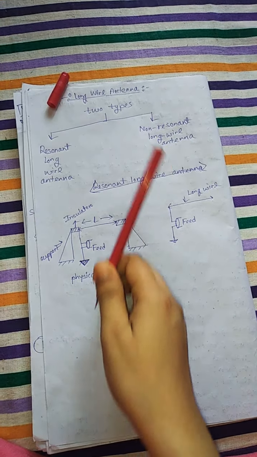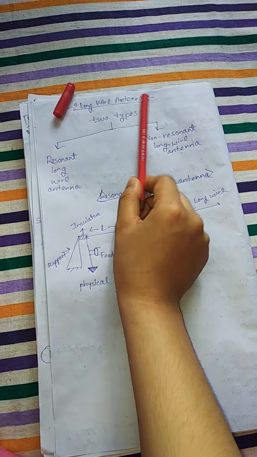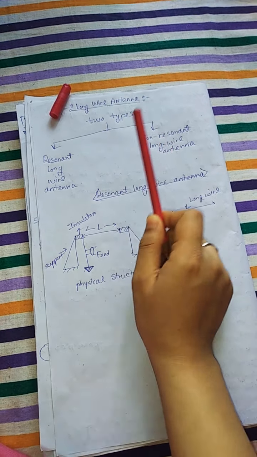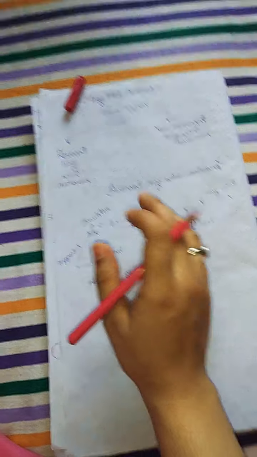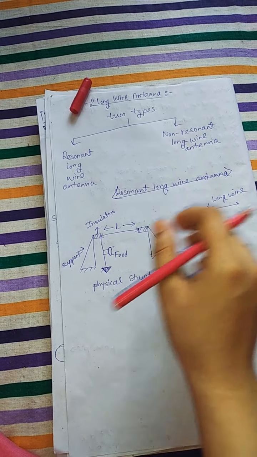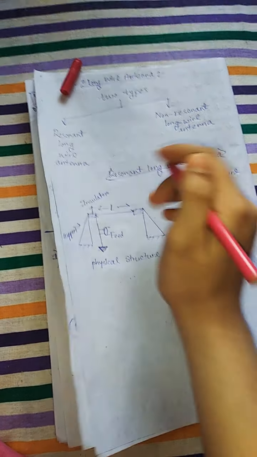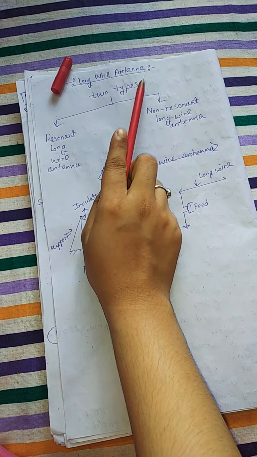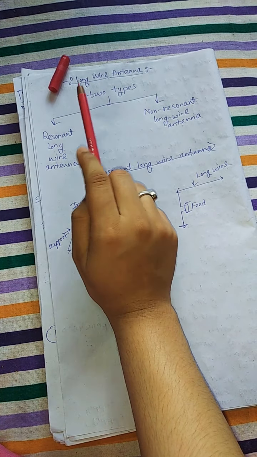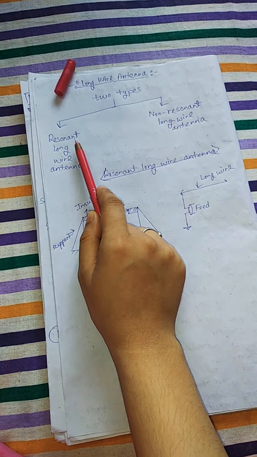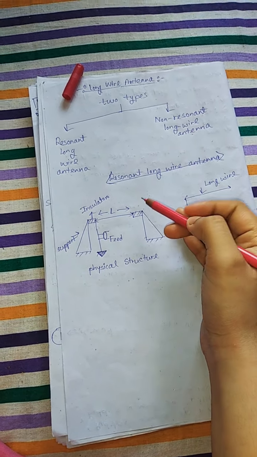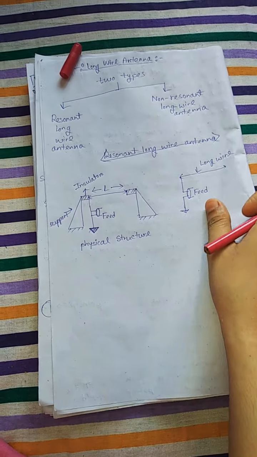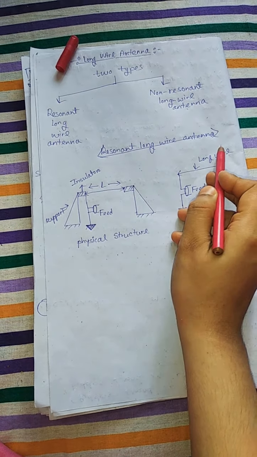Today our topic is long wave antenna. So what is long wave antenna? Types of long wave antenna, its radiation pattern and definition, and its application. Whenever we are talking about long wave antenna, it has two types: resonant long wave antenna and non-resonant long wave antenna. Today we are talking about resonant long wave antenna.